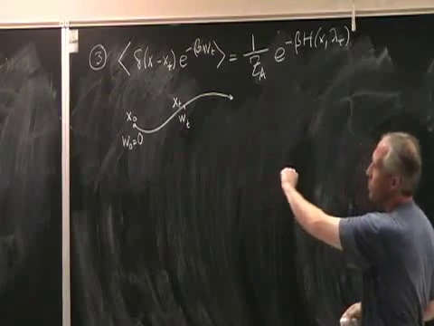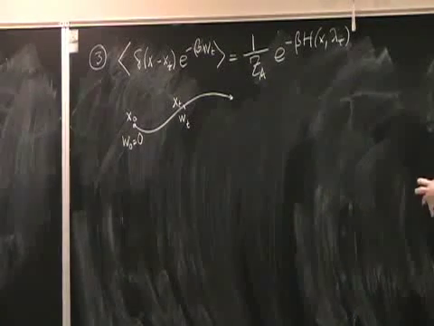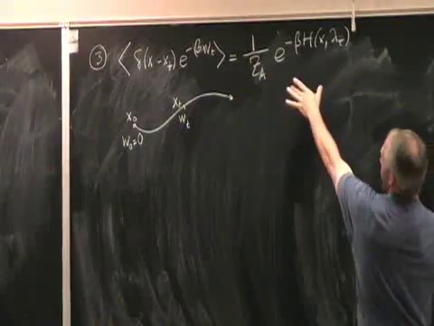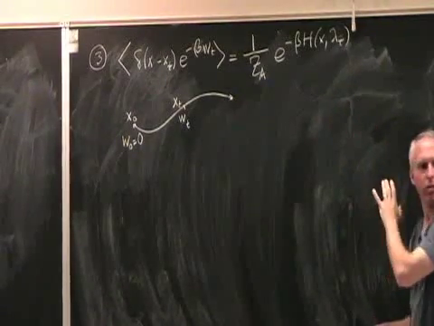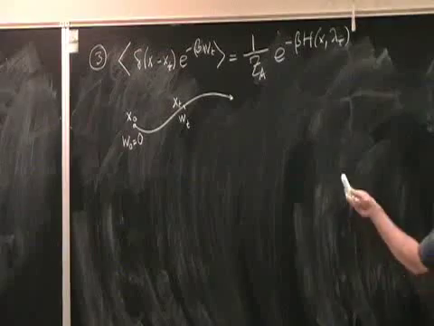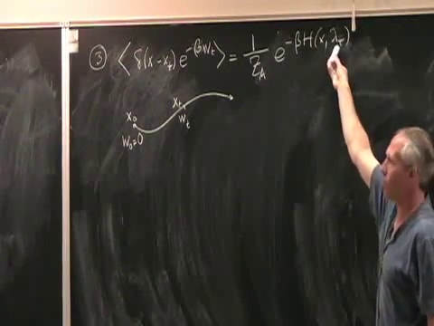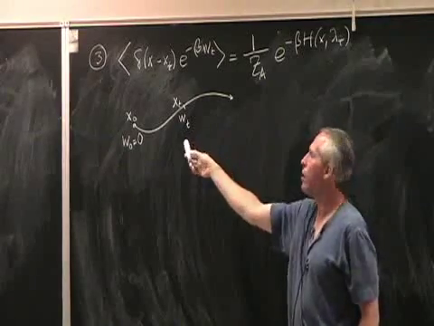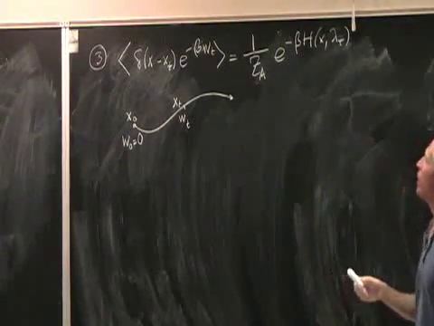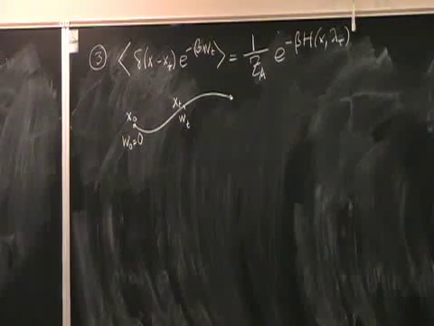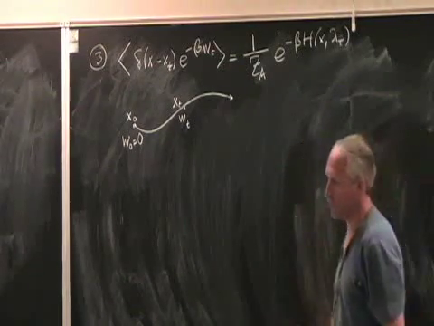Beta has the same meaning as before. It's the inverse temperature of the equilibrium state in which the system is initially prepared. And on the right-hand side, you have something that looks like a canonical distribution, except it's not properly normalized. So you have the Boltzmann factor associated with the value of lambda at time t, divided by the partition function associated with the initial equilibrium state of the system.